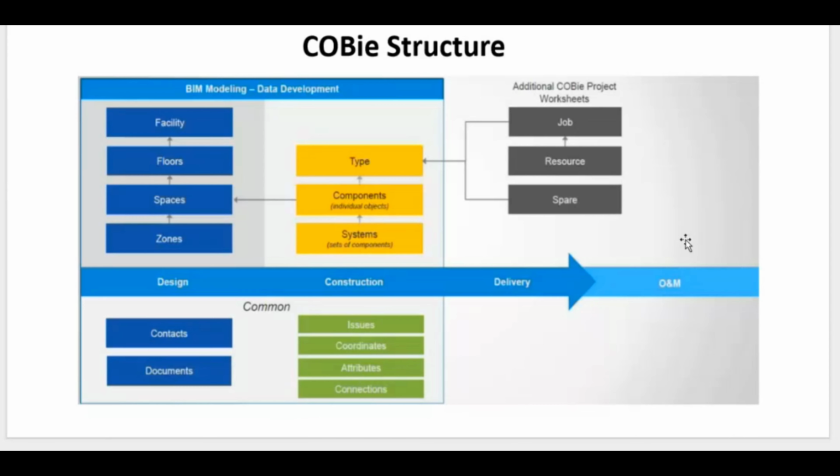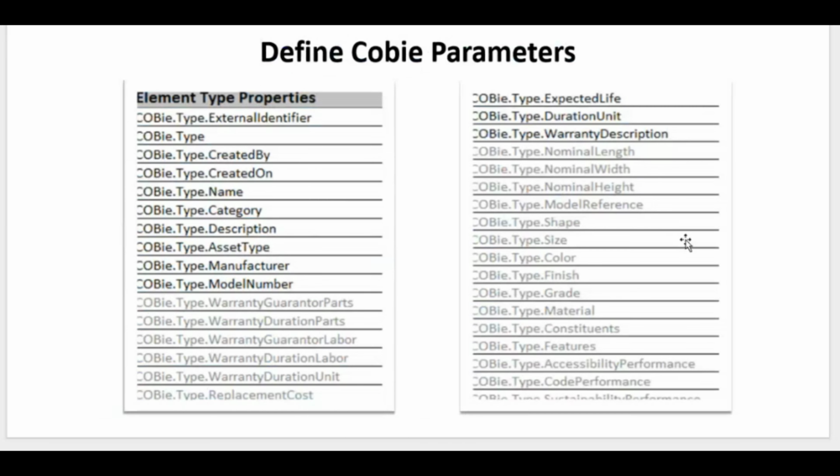These are things we already know: the stages we will be carrying, then construction, then delivery, and then finally operation and maintenance. These are the parameters. Once the COBie parameters are loaded in the model, we will see n number of parameters.